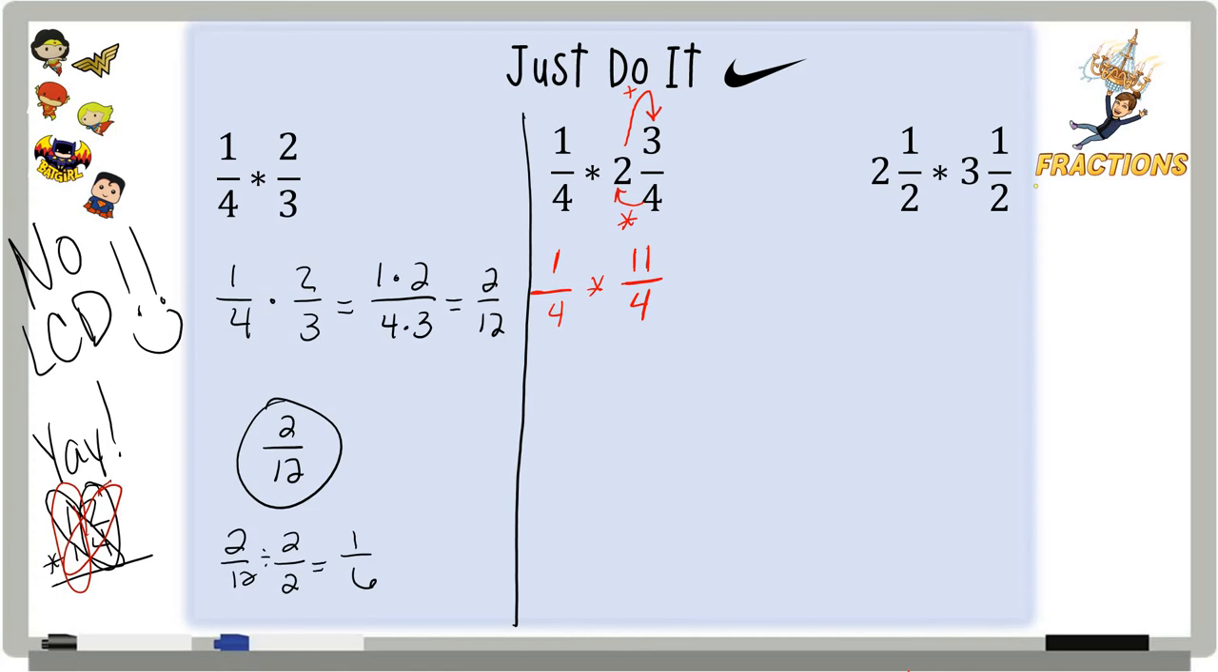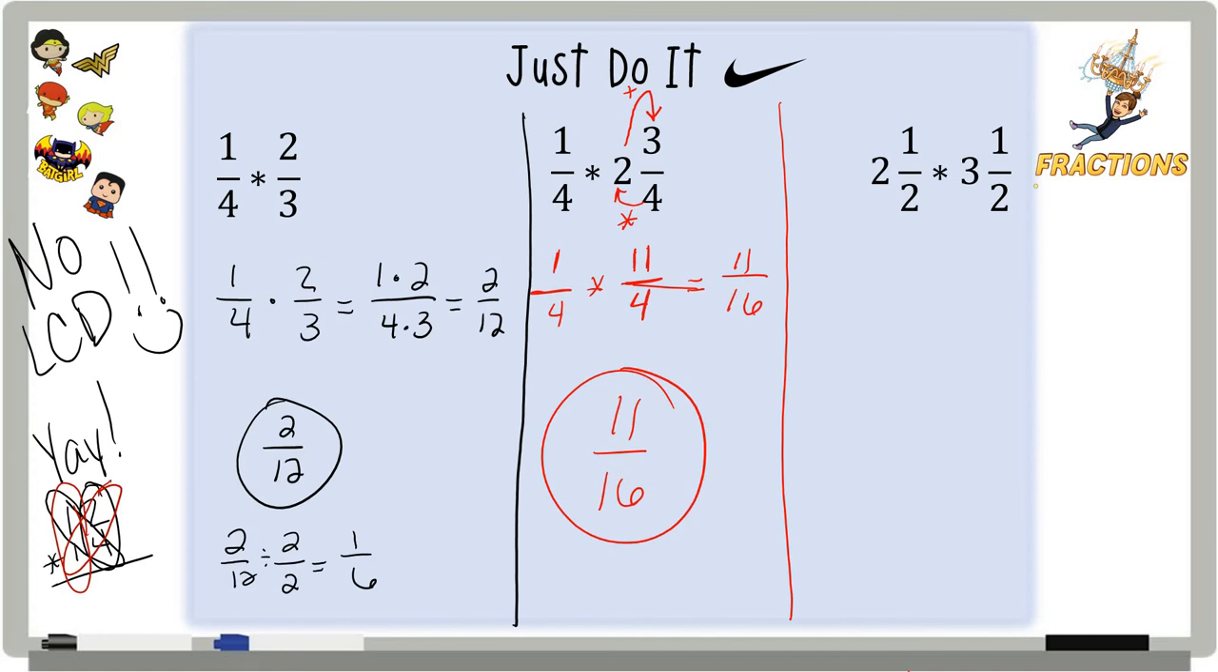So here I have 1 times 11 is 11, and 4 times 4 is 16. There is no simplification here. So my answer is just 11/16. So let's give this one more try.